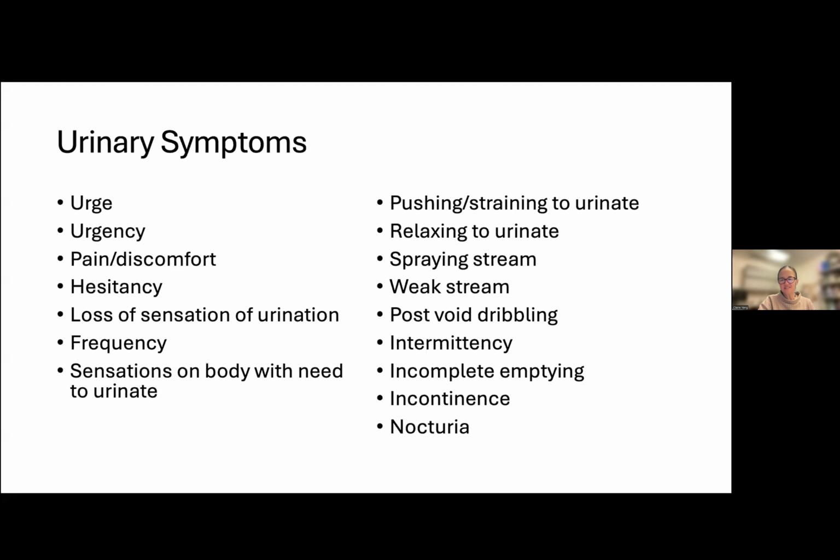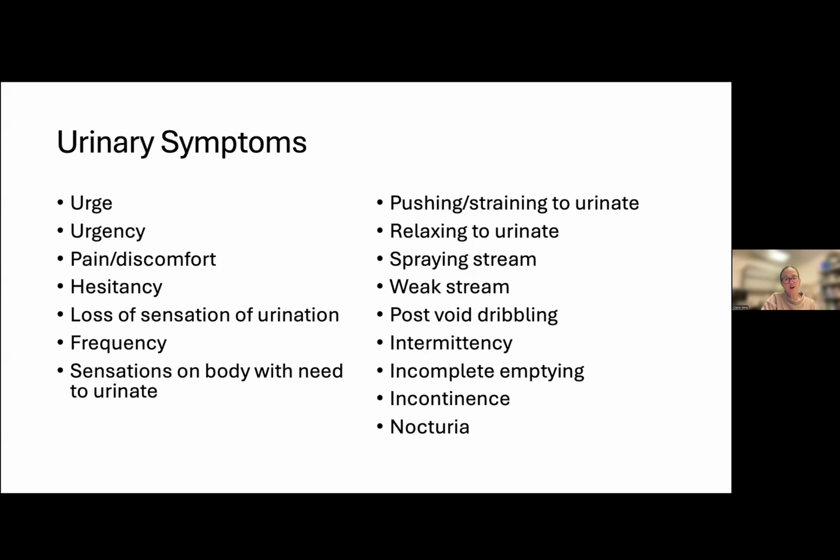Here is a pretty long list of urinary symptoms. And as you can see, there's a wide range of things. This is what people are distressed about or come in and have questions about. And these are, as I mentioned up top, they become more common with age.